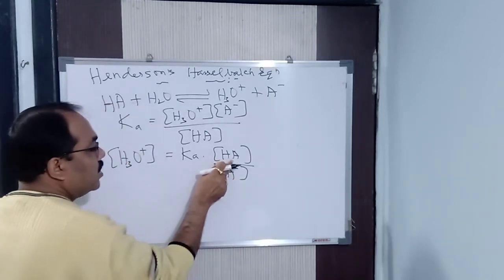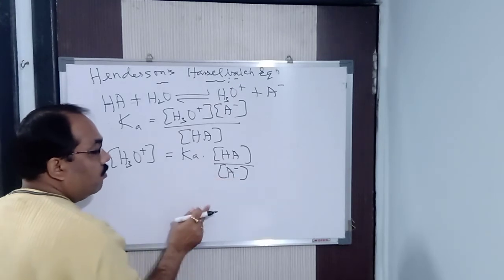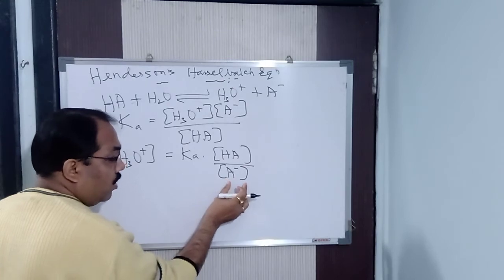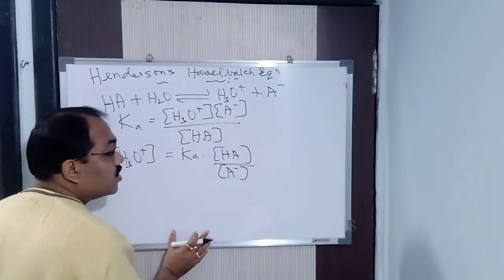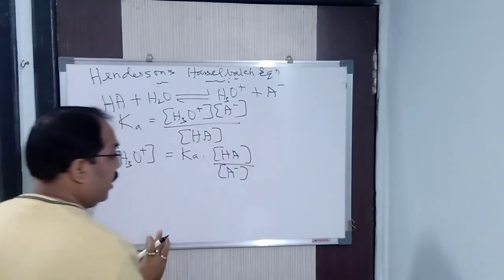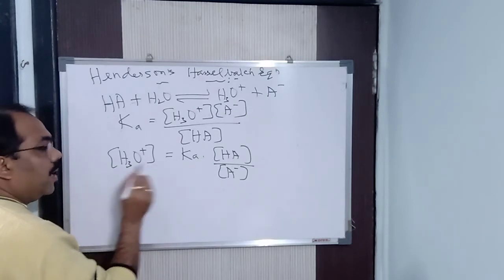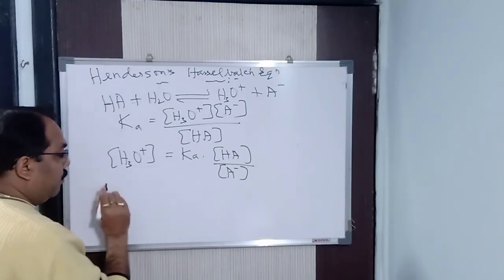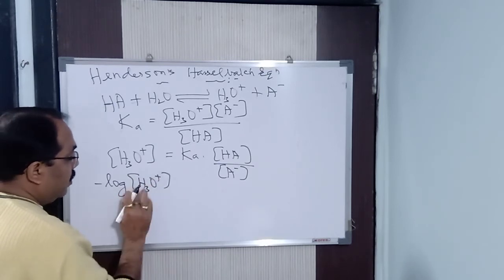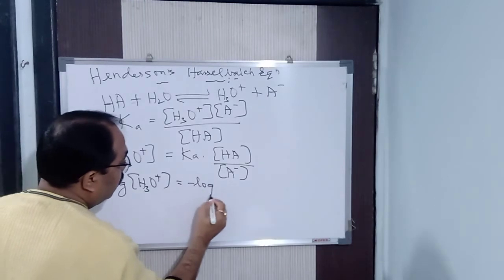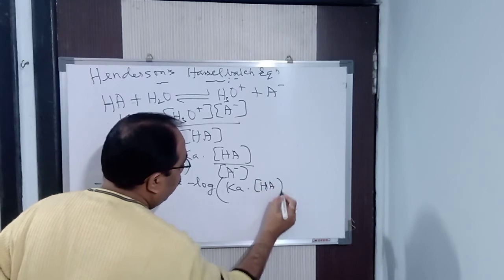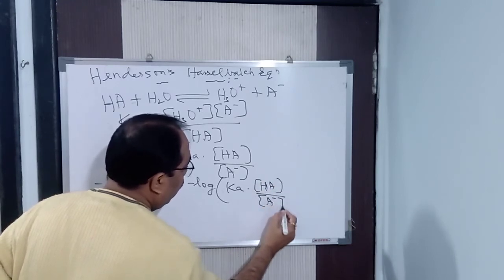Now let me tell you, HA we got from the acid and A minus we got from the salt. The concentration of A minus is from the salt, because A minus reacts with B plus to form the salt. So this concentration we got from the salt and this concentration we got from the acid. Mind it, I am saying it from the beginning itself. Now I will multiply minus log on both sides. So minus log of the H3O plus concentration is equal to minus log of Ka times the concentration of HA divided by the concentration of A minus.